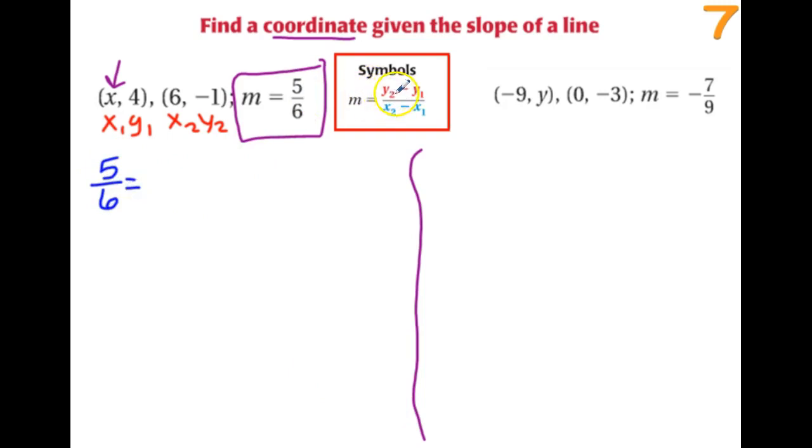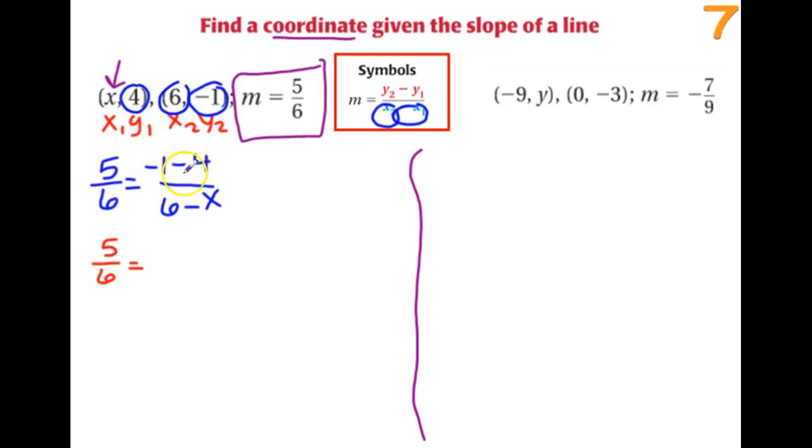equals, then it says y2, which is negative 1, minus y1, which is 4. Then on the bottom, x2 minus x1. x2 is 6, minus x1, which is just the letter x. Now we can simplify this. It says 5/6 equals, well, negative 1 minus 4, they're all negatives, so that's a negative 5. On the bottom, I can't simplify 6 minus x.